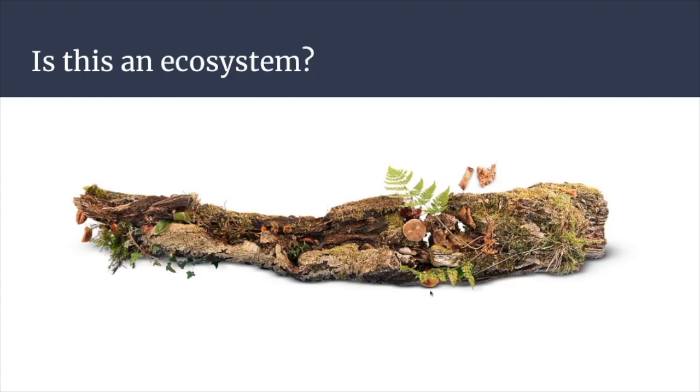What about this? Just one tree. Well, remember, what's an ecosystem? Living things interacting with each other. So we have here fungus, that's living. Plants, those are living. And the tree, the wood there, is dead, so it's non-living. So we have living things interacting with non-living things, an ecosystem.